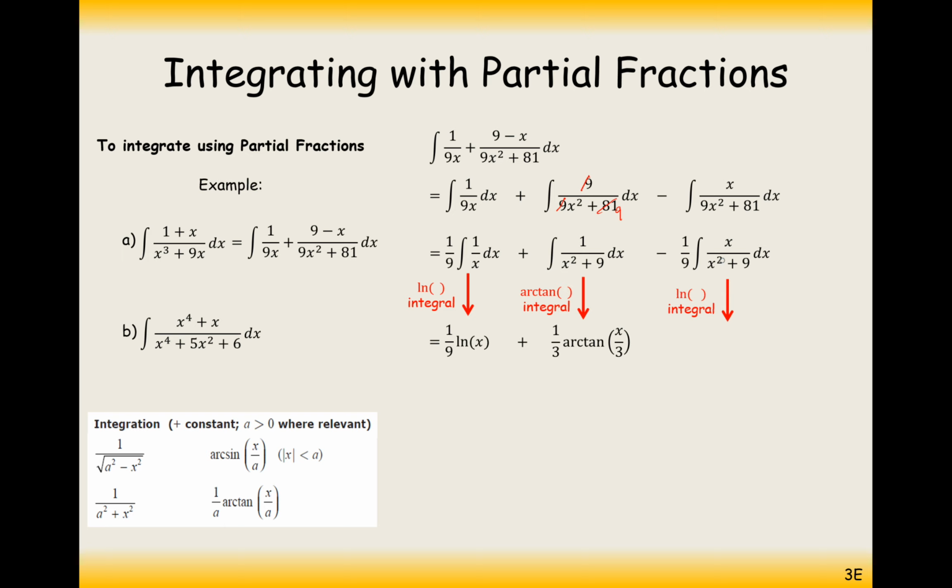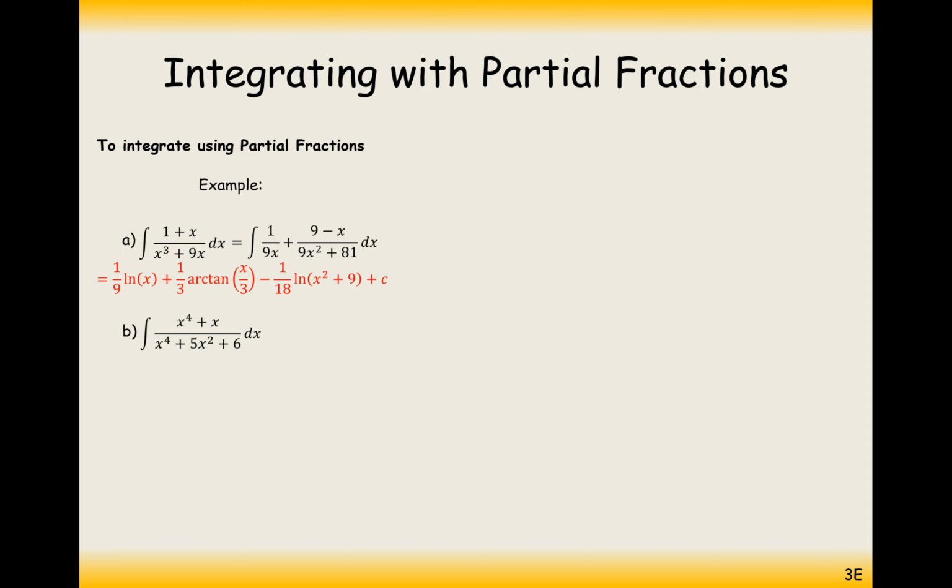If I differentiate the bottom I get 2x, but I can't just create a 2 out of thin air. I'll need to divide by 2 at the front, so it's going to be 1 over 18 at the front of this integral. So it's going to be 1 over 18 ln of the denominator x squared plus 9 plus c. So there we are, that's the answer for this question. It's a pretty long one. 1 over 9 ln x plus a third arctan x over 3 minus 1 over 18 ln x squared plus 9 plus c.